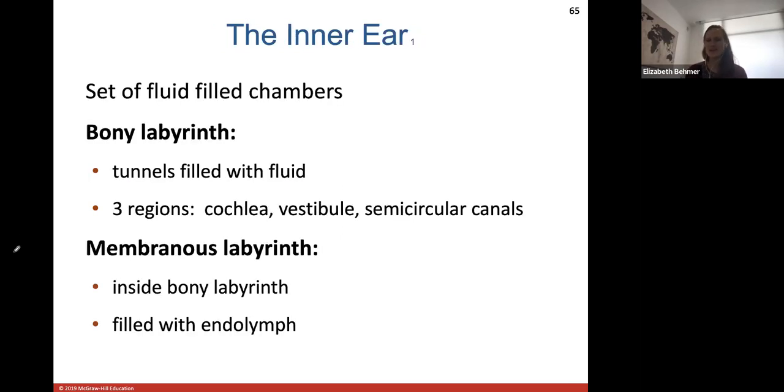The inner ear is different in that it's a set of fluid-filled chambers. We have a bony labyrinth, which are bony tunnels that are filled with fluid. And these are the 3 regions: the cochlea, the vestibule, and the semicircular canals.